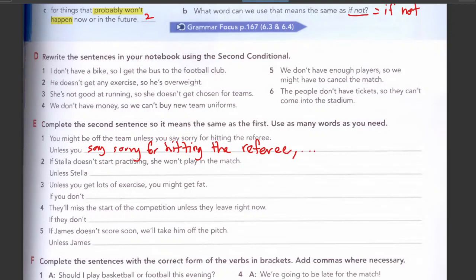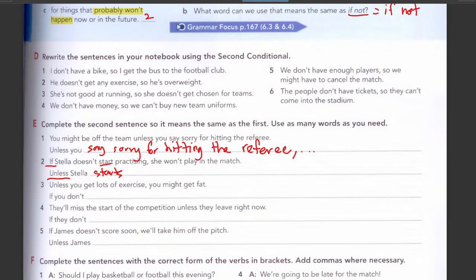Finish the sentence on your own. And number 2, if Stella doesn't start practicing, she won't play in the match. Okay, so we see here number 2 dia pakai if, but it wants you to change it to unless. So remember tadi kalau guna if, doesn't, but if you use unless, we don't use the word doesn't anymore. So unless Stella starts, dia akan jadi present tense. Unless Stella starts practicing, finish the sentence, okay?